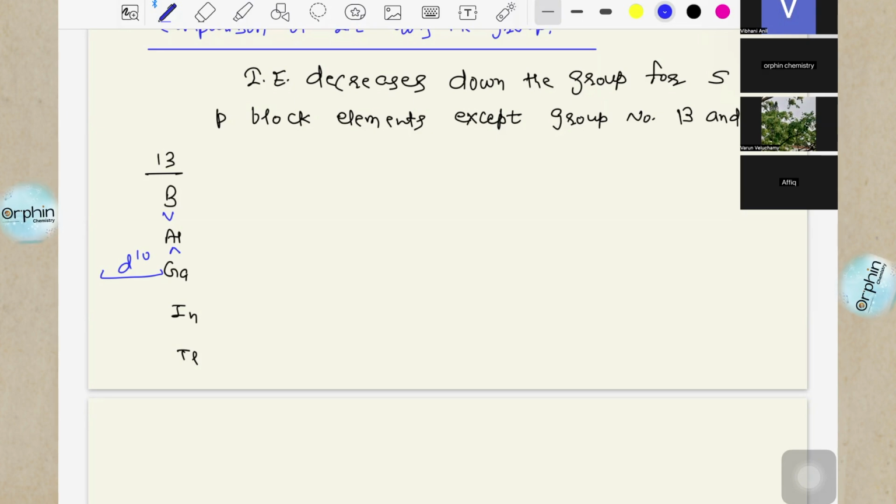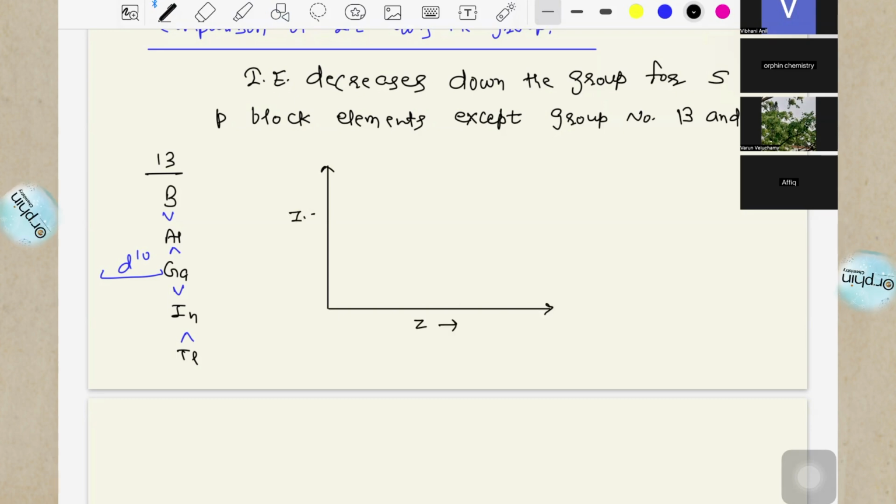Similarly, gallium and indium: gallium should have more, indium should have lesser. Then before thallium, F is there. Before thallium, F has been introduced, so again the effect will be seen. Indium and thallium will be having more, right? So this is the order, and we can compare the IE for every element in group number 13 by a W shape graph. This is Z, atomic number, this is ionization energy, and we are having a graph like this.